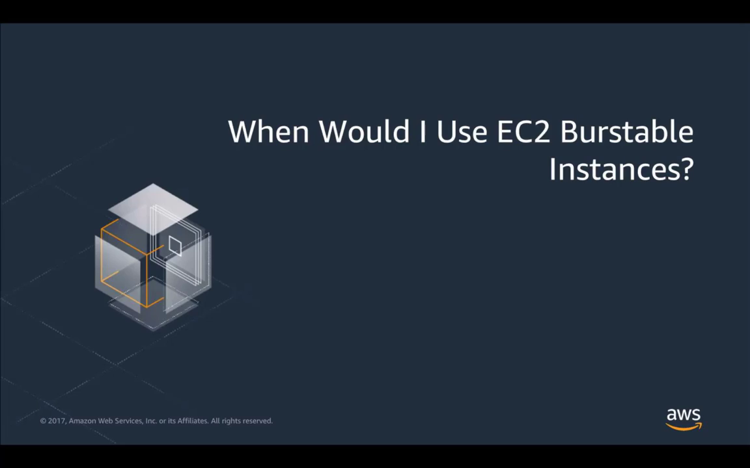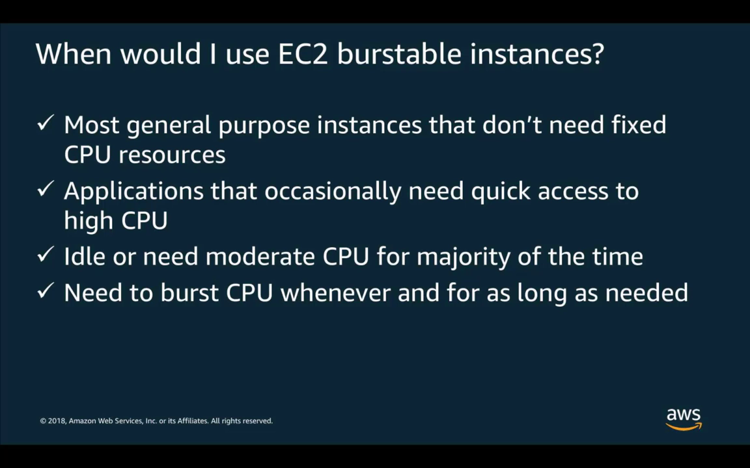So when would I use an EC2 burstable instance? Burstable instances are used for most general-purpose applications that can benefit from quick access to high levels of CPU whenever needed, but most of the time are using moderate levels of CPU. Additionally, T2 and T3 burstable CPU instances are the only option for nano, micro, and small instance sizes, making them a good choice if you're running a smaller workload that doesn't need the capacity of a larger instance type.